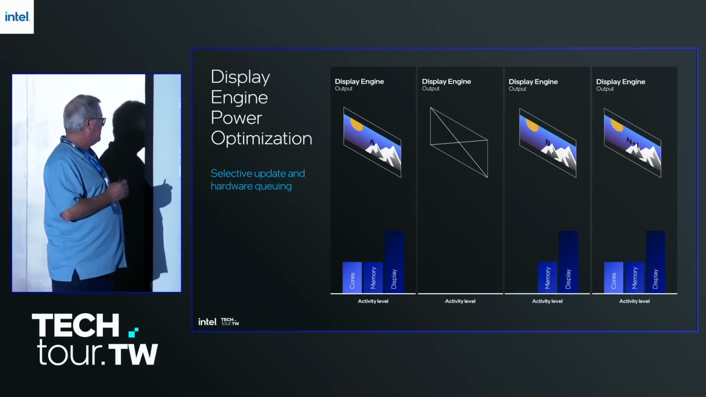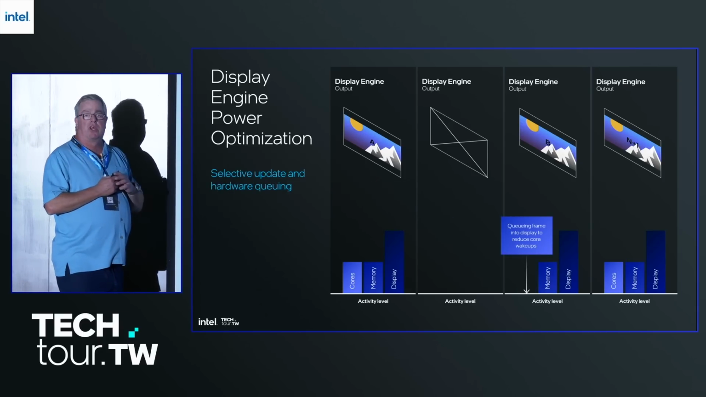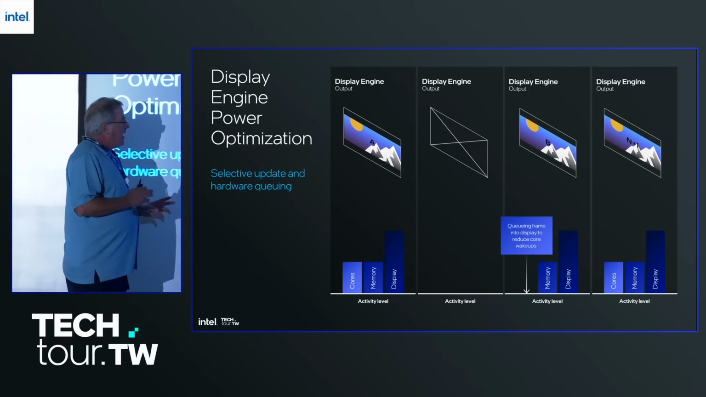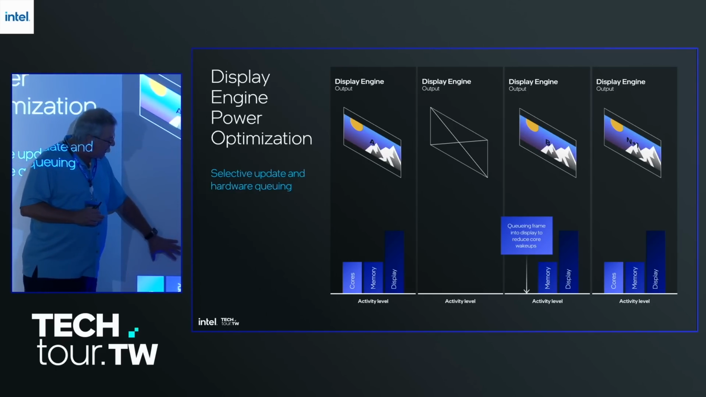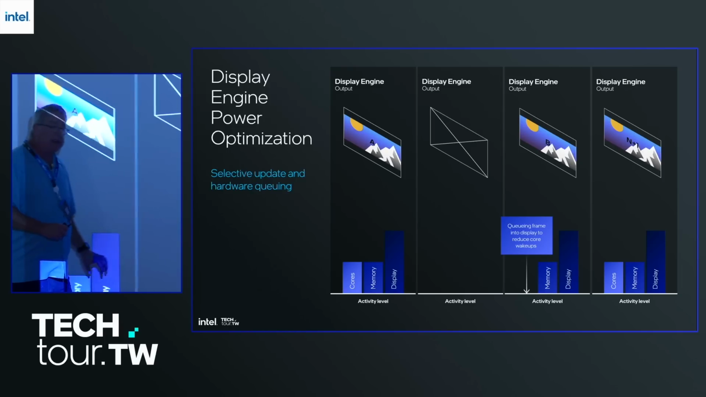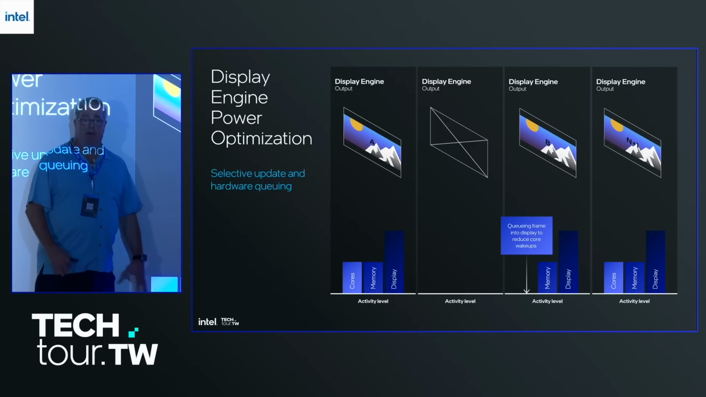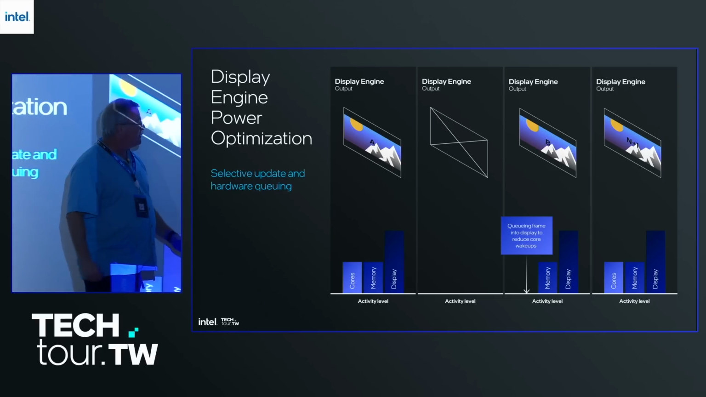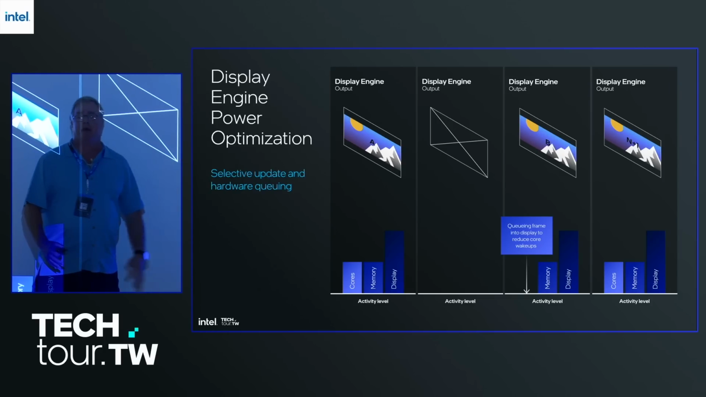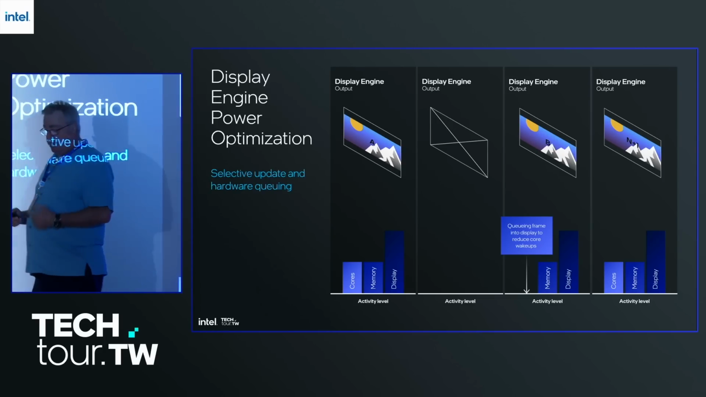Next innovation, selective update with hardware queuing. How about, instead of waiting to send the new frame, because I'm decoding media in this case, I'll actually send a bunch of frames at the same time. I'll turn on and I'll burst the frames, and so when I get to this next frame, it'll just already have the data and we don't have to wake up.